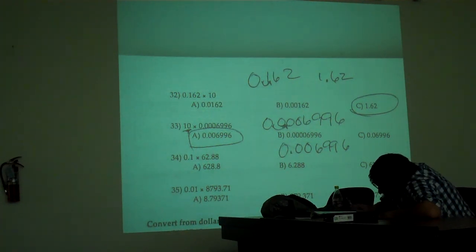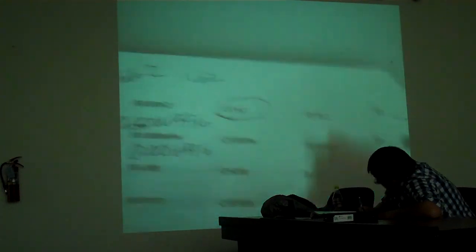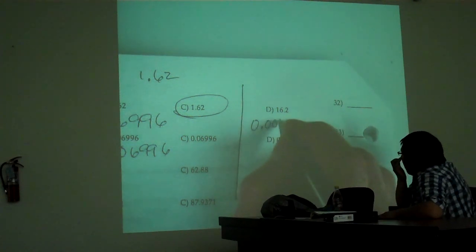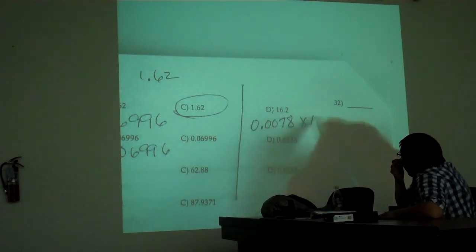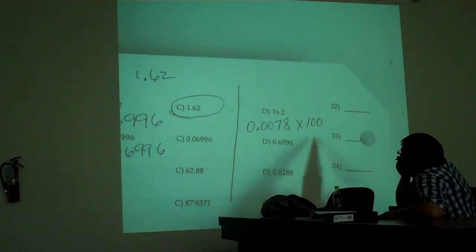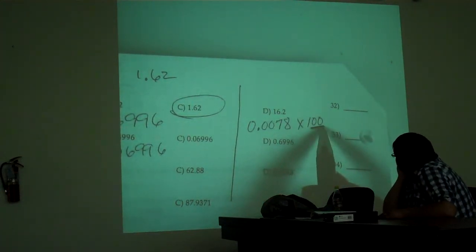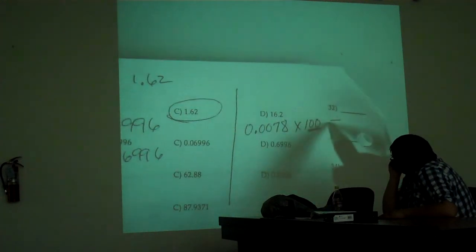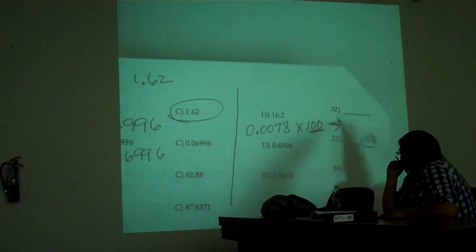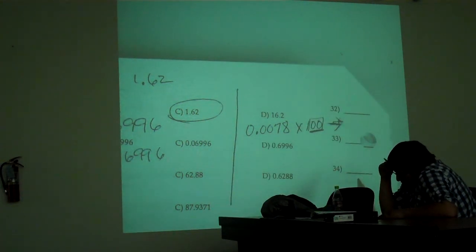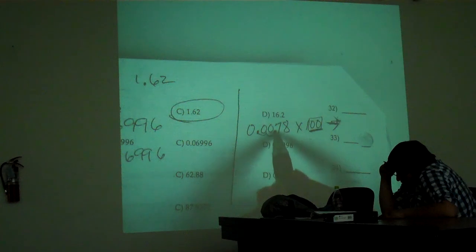What if it was times 100? What if we had like 0.0078 times 100? How many times would you move it? You'd still move it 2 times. You'd still move it to the right. If it was times 100, you would move it 2 times, okay? So you go 1, 2.